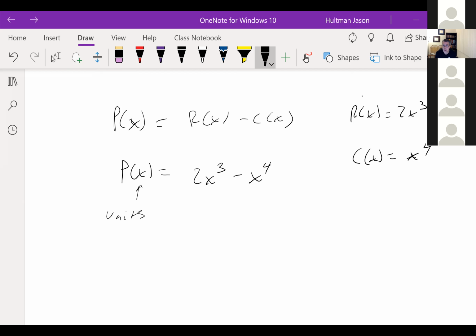Okay, so what are we going to do? We're going to want to find our critical values, right? Well, where are the critical values on this? Let's take the derivative and set it equal to 0. So P prime of x is equal to 6x squared minus 4x cubed. Okay, and I want to set that equal to 0.